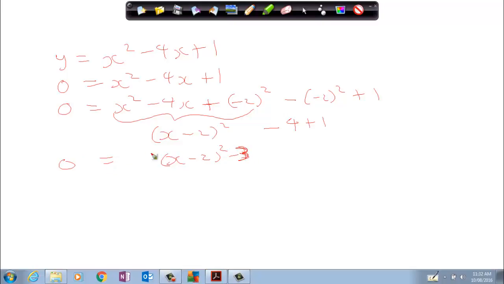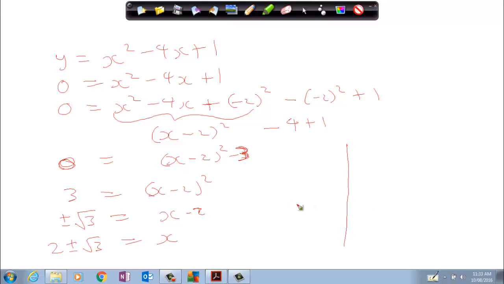Now what we do, we stopped there before and we just said the vertex was 2, minus 3. We're going to find the x-intercepts, which means we're going to solve it when y is 0. So we take 3 over the other side, and we get 3 equals x take 2 squared. Now we've got to square root both sides, so x take 2 equals plus or minus the square root of 3. And if we take 2 over the other side, then we've got our answer, 2 plus or minus root 3.